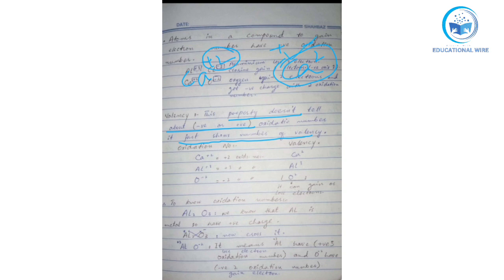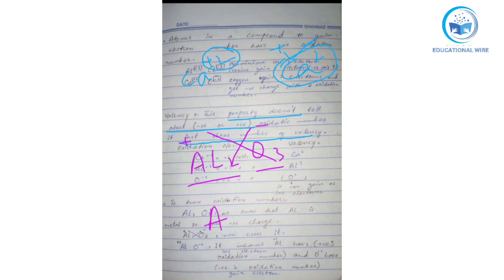Okay, so this is called the valency. Now to know the oxidation number, like we are having one compound, that is Al2O3. To find its oxidation number, we will do the cross multiplication. Aluminium is a metal, so we know that it's got a positive charge, and a non-metal is negative. Now to know its oxidation number, we will just cross it.